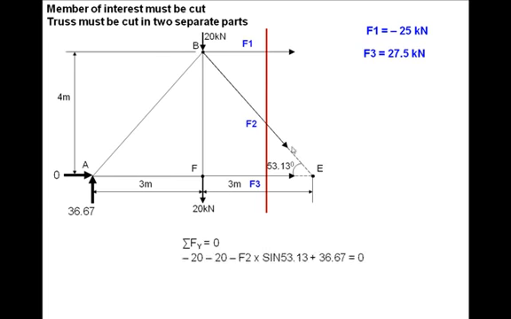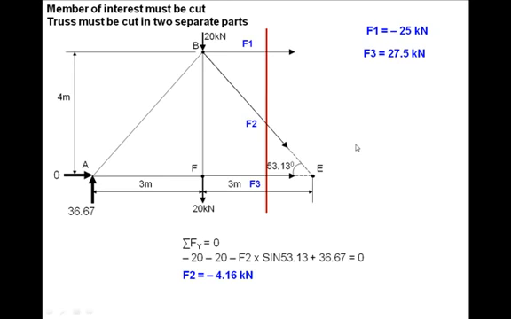What will appear? Minus 20, and F2 sine 53.13, that's the angle, and plus 36.67. So see, in a single equation you have got F2, and it has come negative, so fine, it is compressive. But see the power, so the method of section: you have taken the right section, used the right equation, and managed to do it in one step. That's the method of section.